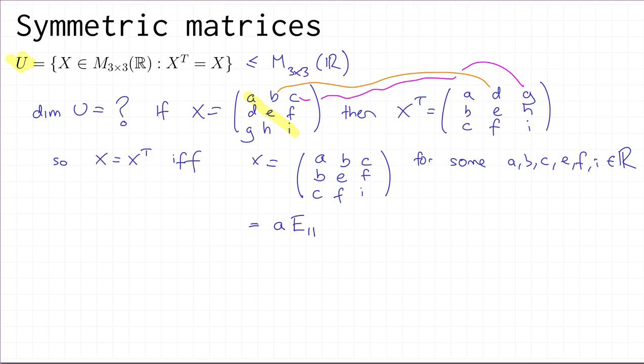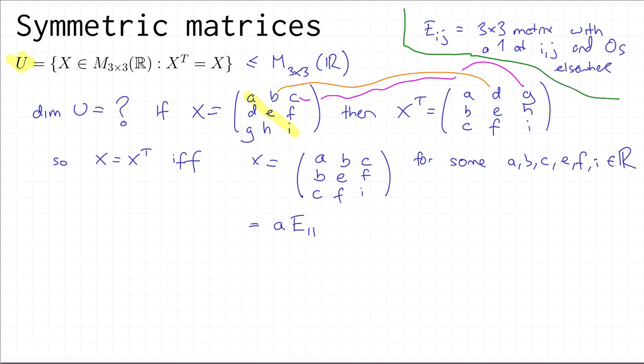The easiest way to do this is to notice that this is A times E11. So I'm going to use this notation here. Eij is the 3 by 3 matrix with a 1 in position ij, and zeros elsewhere. So E11 would have a 1 in its top left corner, and zeros everywhere else. So it would be the matrix 1, 0, 0, 0, 0, 0, 0, 0, 0.